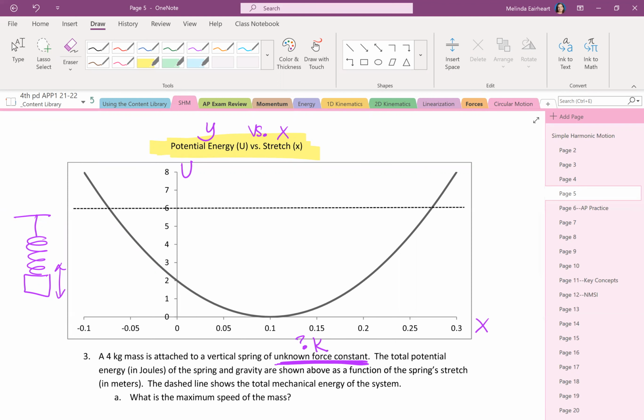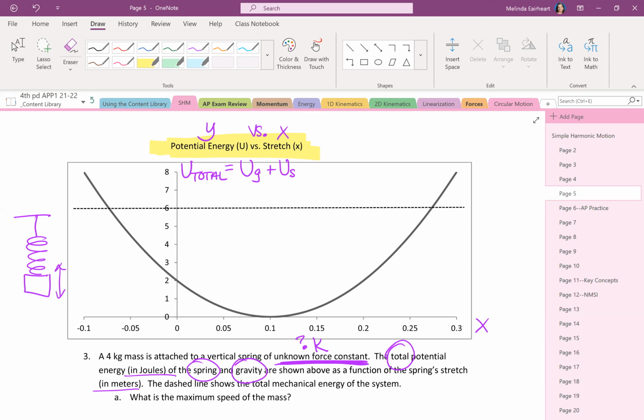The total potential energy in joules, we're talking elastic spring and gravity, is shown above as a function of the spring's stretch in meters. So everybody's SI units, that's good. But the important thing to know is this total potential is the gravitational plus the elastic. That's what's being plotted. It's not just one, it's the total potential.